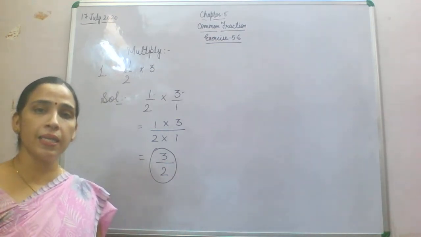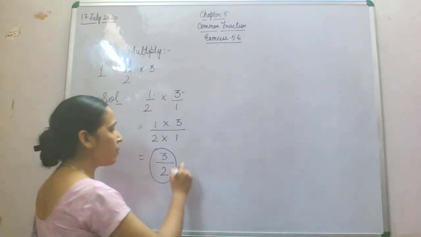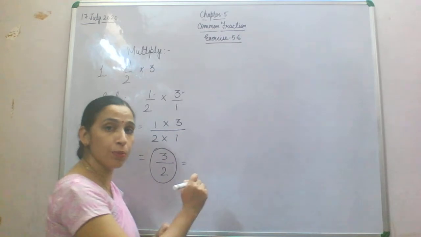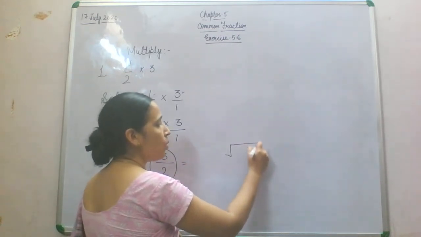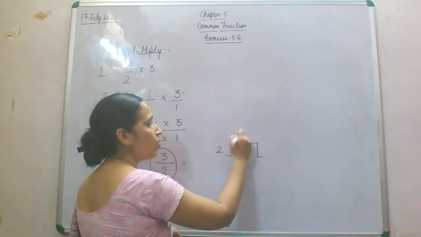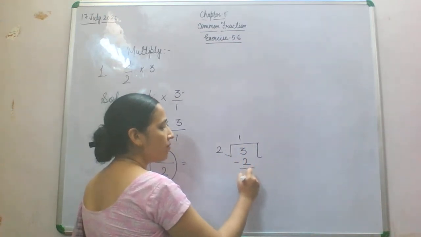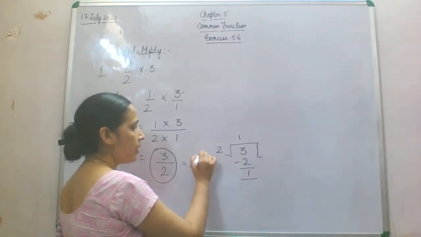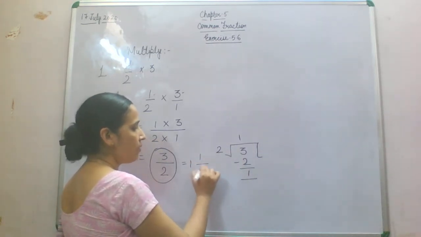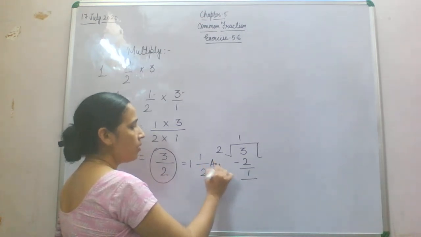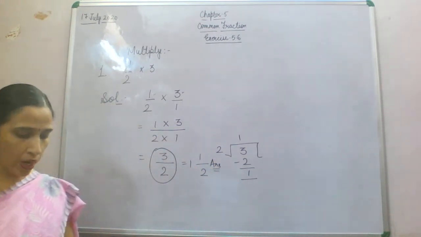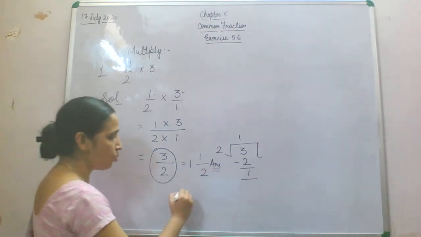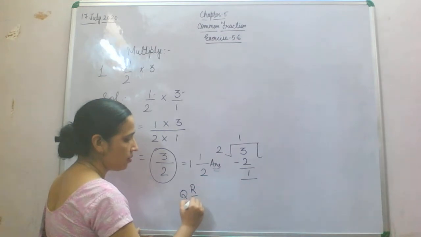So what is our next step? This 3 by 2 you are supposed to convert into a mixed fraction. And how are we converting it into a mixed fraction? By dividing it. 3 will be divided by 2. 2 1s are 2, and 1 will be remaining here. Now the quotient, then the remainder above the divisor 2. So this will be your answer, 1 1 by 2. By dividing it, we convert it into this form, Q R by D.